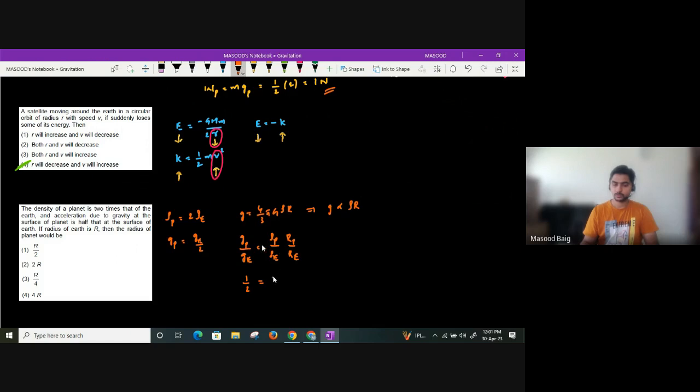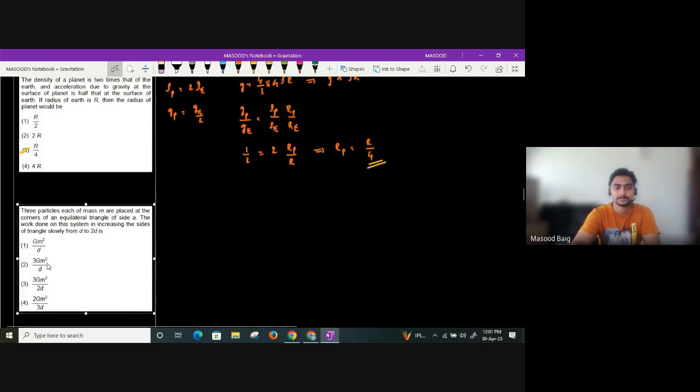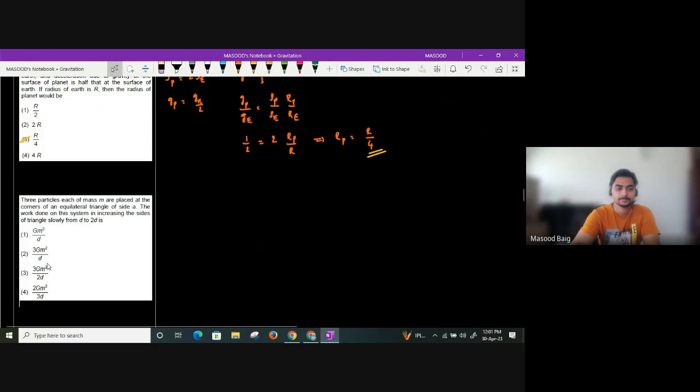Rho p by rho e, what will you get? 2. Then radius of planet over radius of Earth, where radius of Earth is given as r. From this, the radius of the planet will be r divided by 4. Clear everyone? Direct question or not? In terms of density and radius, the g value will be directly proportional to density and radius, guys. Is that clear?